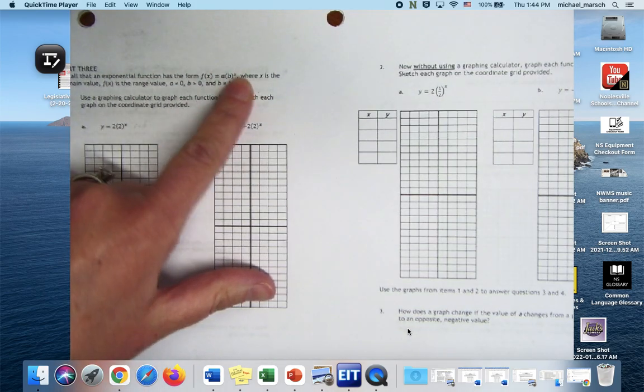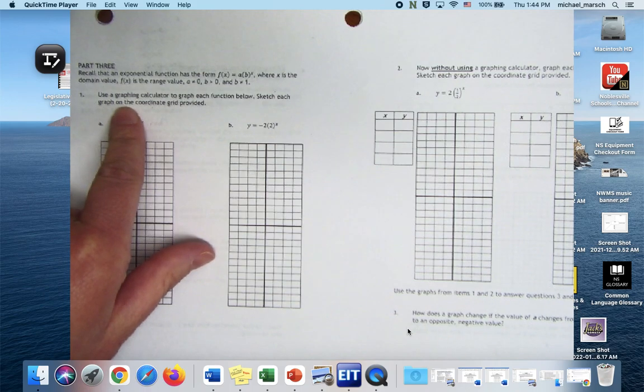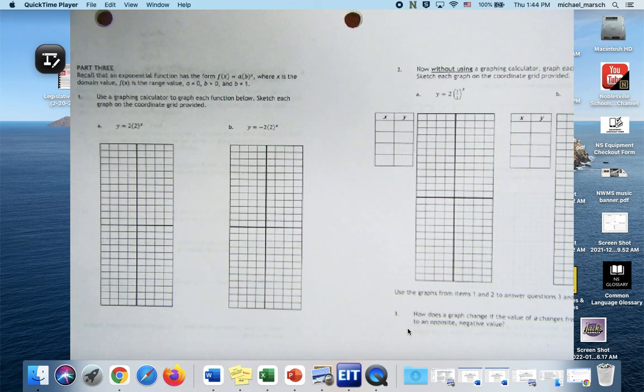Well, we have our function. We have all the rules, right? We're going to use a graphing calculator to graph each function below. Another thing, it might help.